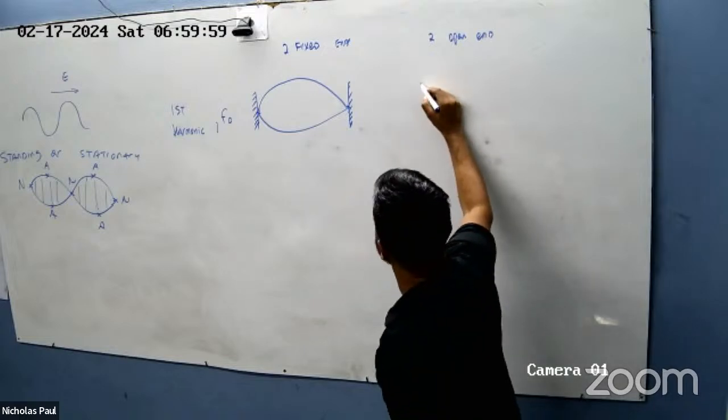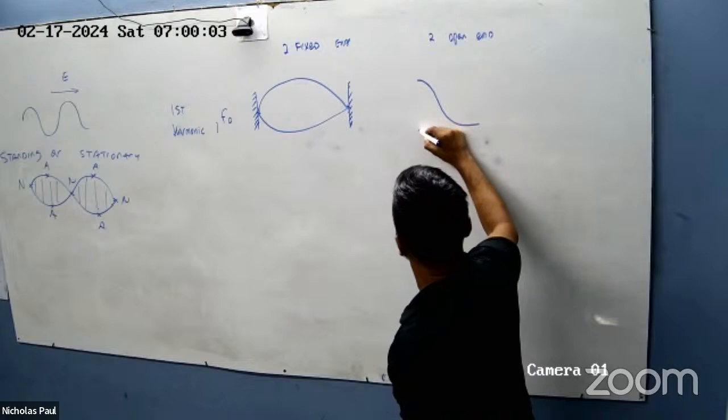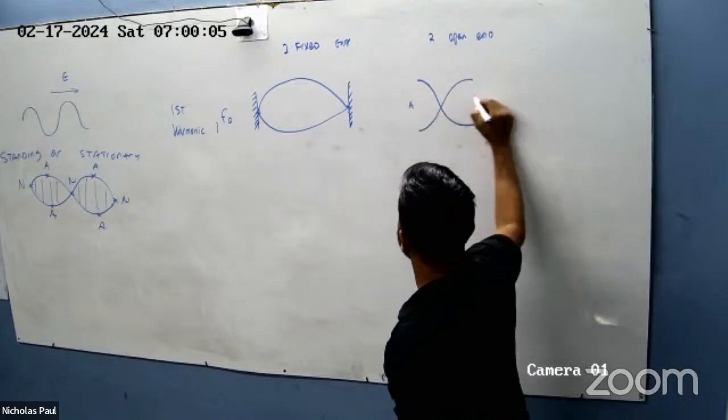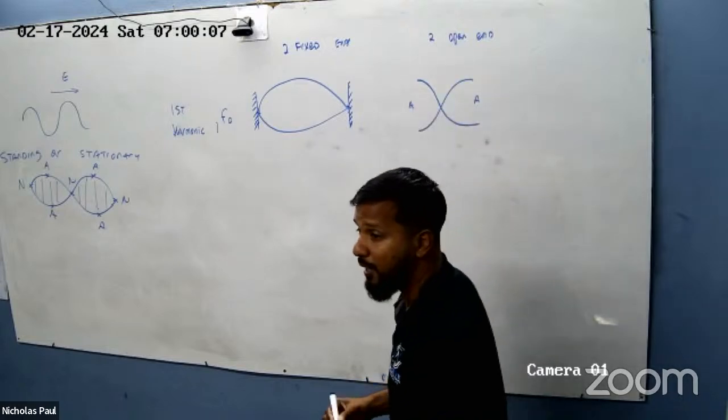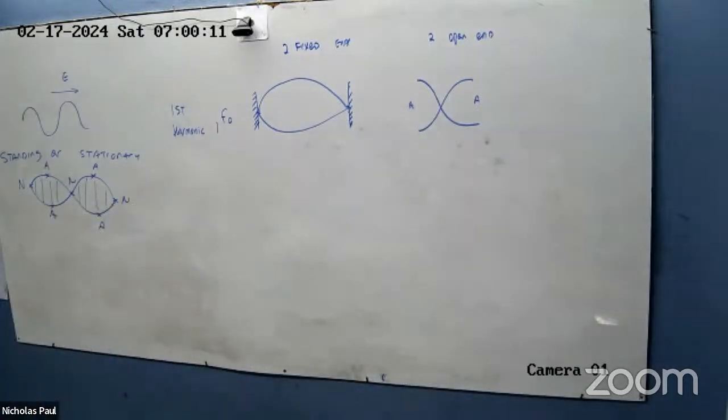Two open ends, it looks something like that. Antinode here, antinode here. Correct? What I want you to draw for me is the first harmonic with one node and one antinode. One node and one antinode. What does the first harmonic look like?